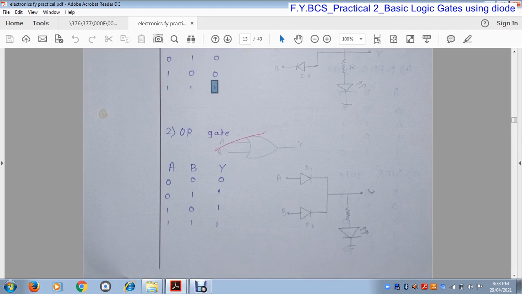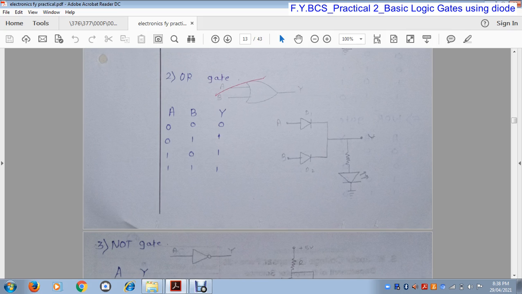Okay, similarly, we design an OR gate. This is the symbol of the OR gate, and this is its truth table. We know that the OR gate performs the addition operation. A and B are inputs, Y is output. 0 0 0, 0 1 1, 1 0 1, 1 1 1. This is the truth table of the OR gate. 0 plus 0 is 0, 0 plus 1 is 1, 1 plus 0 is 1, 1 plus 1 is sum 0 carry 1.